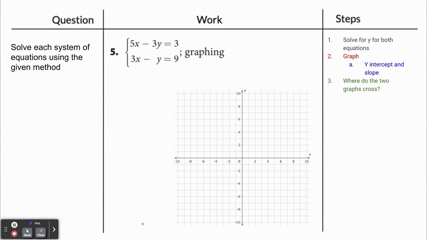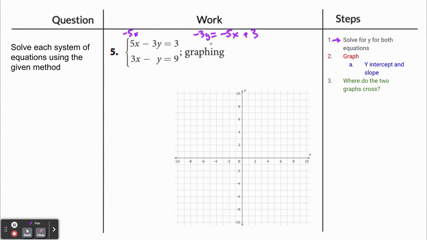Here is how to solve the system of equations using graphing. So the first thing we need to do is to solve for y for both equations so that we're putting it into slope-intercept form. So I'm going to subtract 5x from both sides on this top, which gives me negative 3y equals negative 5x plus 3.